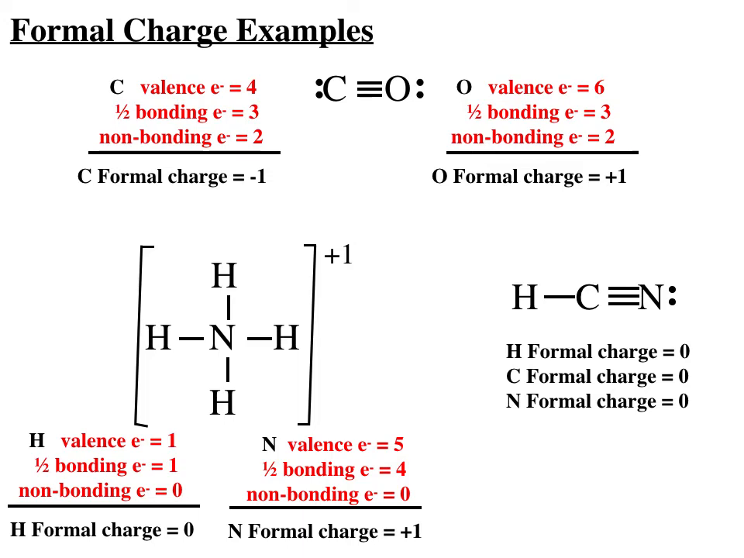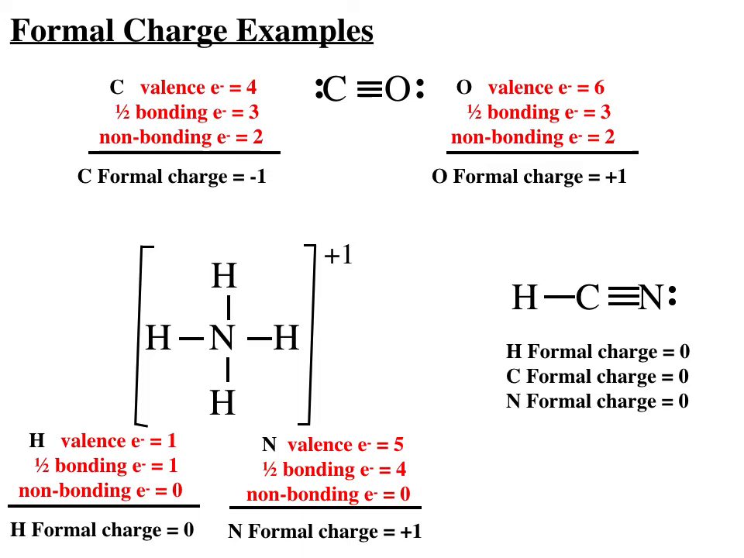The number of valence electrons on H is 1. Half the bonding electrons is 1. There are no non-bonding electrons, so I should do 1 minus 0, or a 0 formal charge on the H in HCN. How about the formal charge on the C?